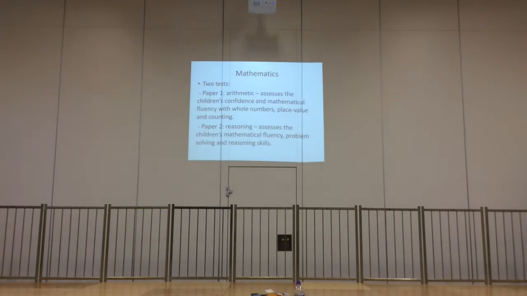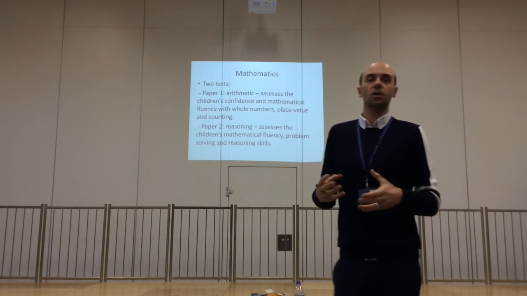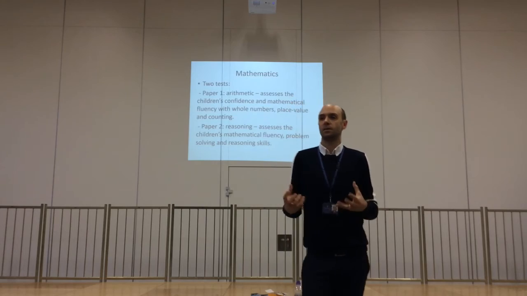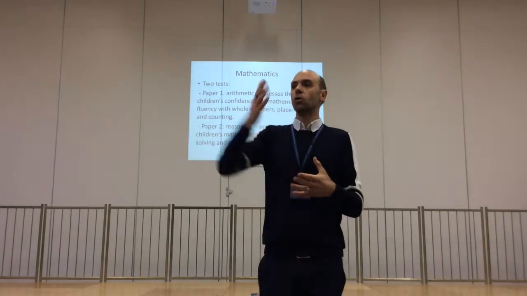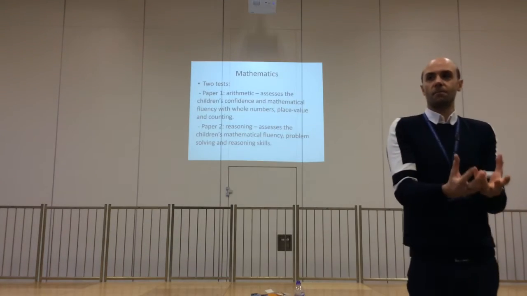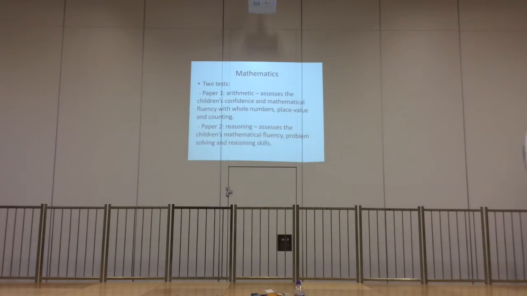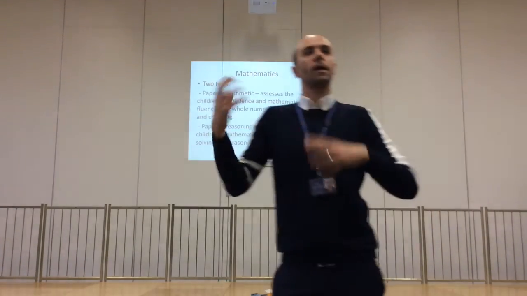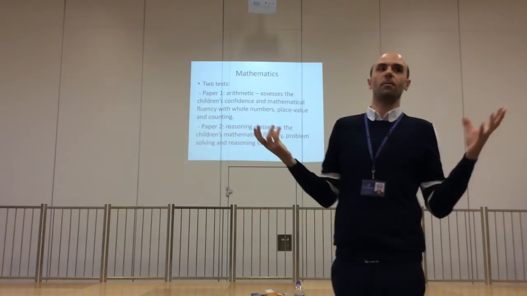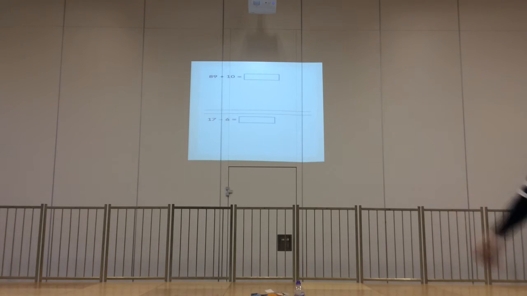Paper 2, arithmetic and reasoning, again which I've mentioned, but just to kind of explain that a bit more. So arithmetic, it assesses the children's confidence and mathematical fluency with whole numbers, place value, counting. So really important things that children understand how numbers are made up. So if we had 134, knowing that that is 1 lot of 100, 3 lots of 10 make up that 30, and then you've got your 4 ones. So we do loads of work on breaking down those numbers into what's called their place value. And that's a really important skill for the tests.